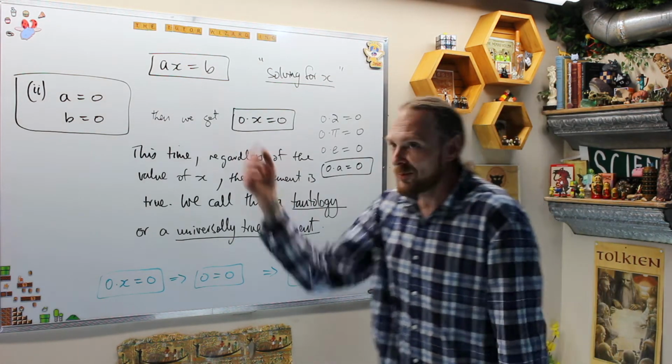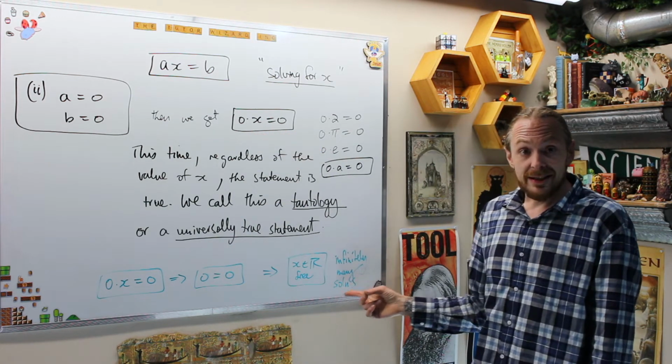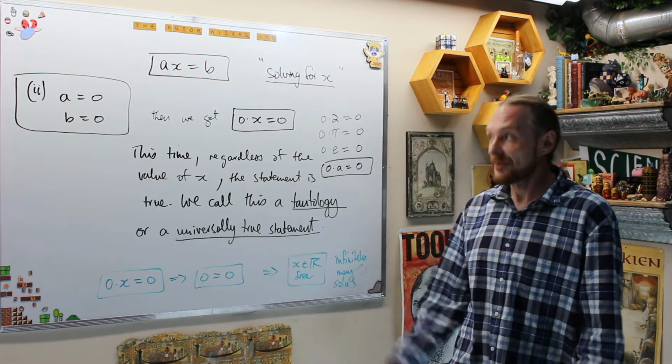The whole moral of that scene was, if you get 0 equals 0, there's infinitely many solutions, and at least one of your parameters or unknowns is a free variable. Let's do the last two cases.